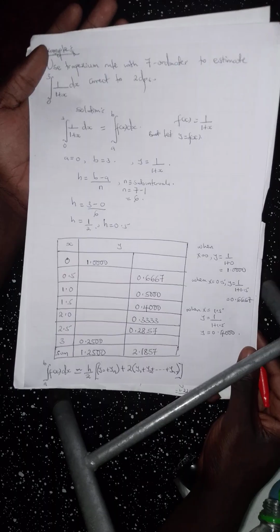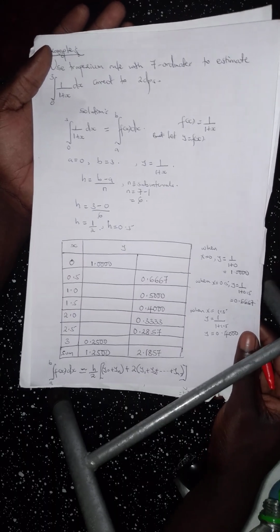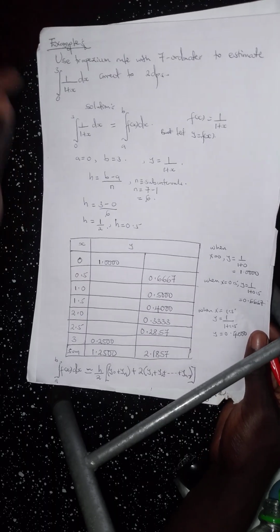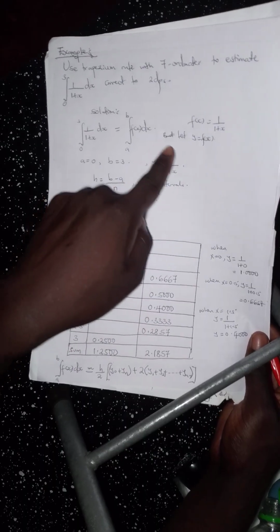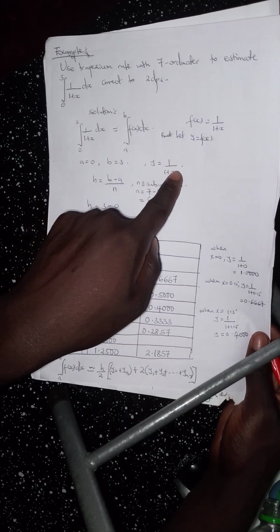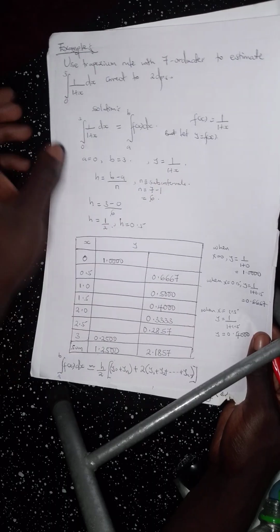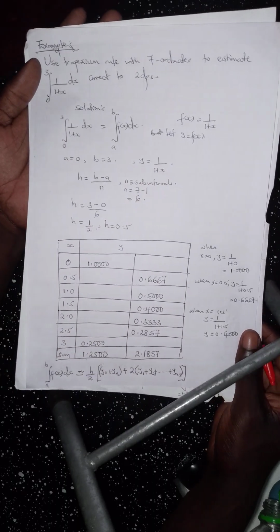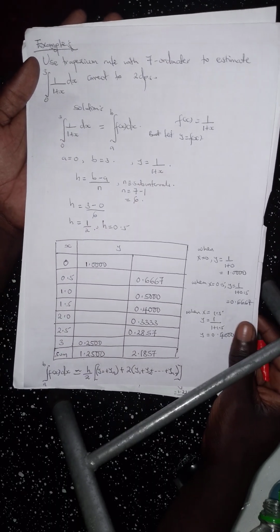Now, having obtained all the x values using h, the next step is to use this function where y is equal to 1 over 1 plus x to generate the corresponding values of y.